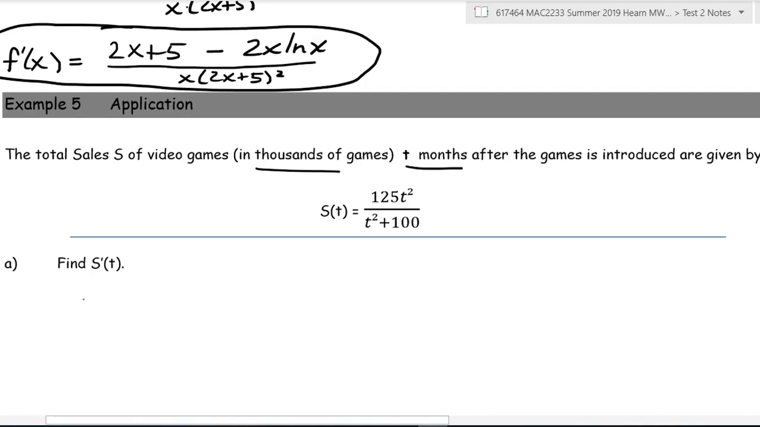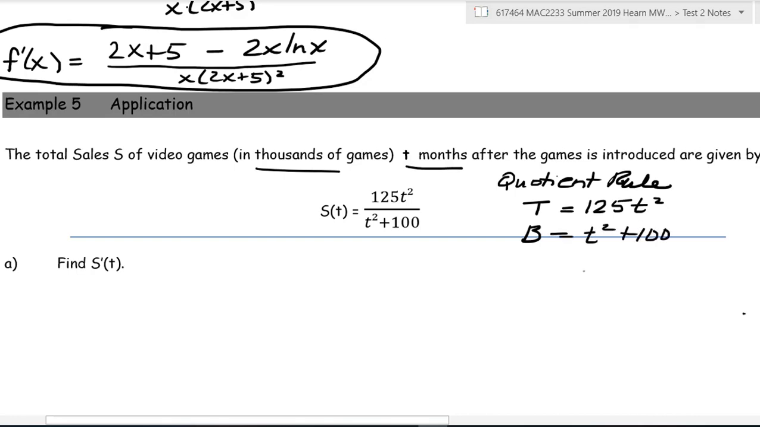Looking at the function, we have to realize that when we have something with a variable divided by something with a variable, that's going to be a quotient rule problem. For the quotient rule, we break the function down into the top part and the bottom part. In this case, the top part, the numerator, is 125 t squared, and the bottom, the denominator, is t squared plus 100. So let's take the derivative of each part. T prime is going to be 250t, and b prime is going to be 2t.